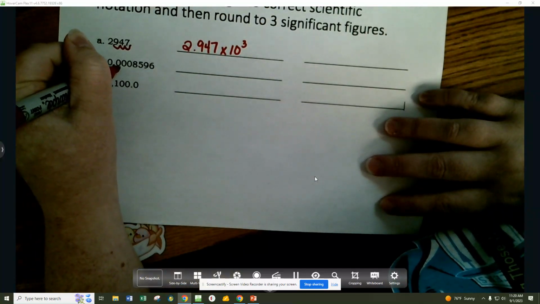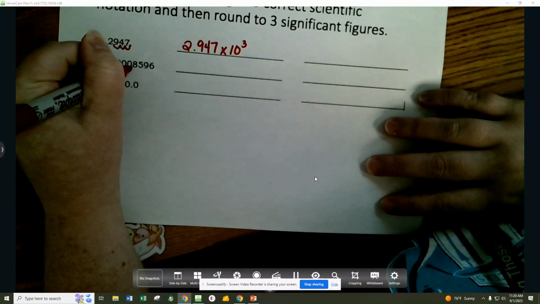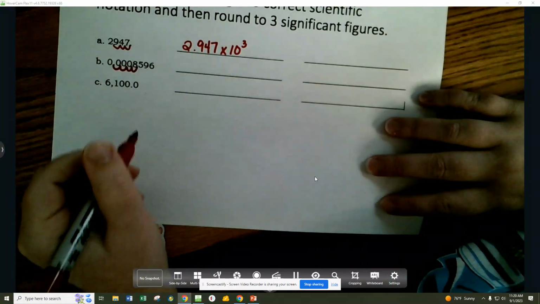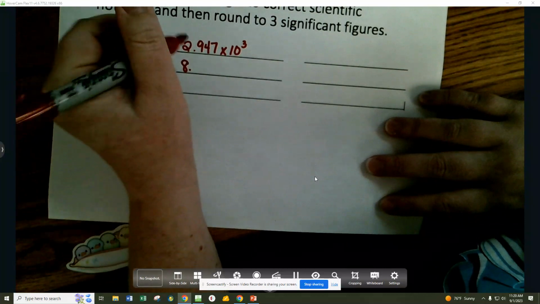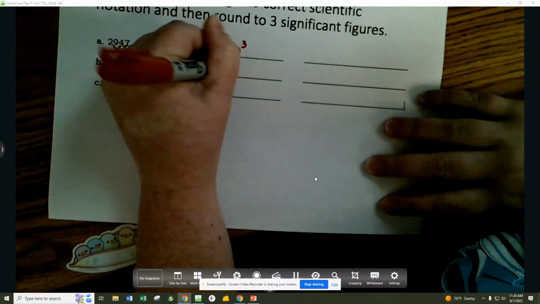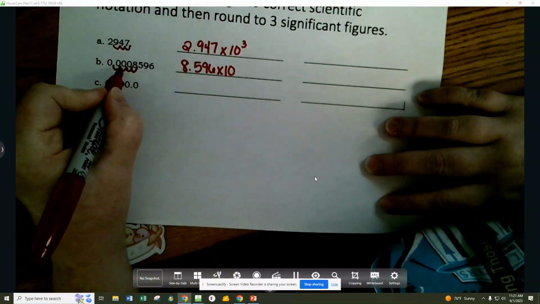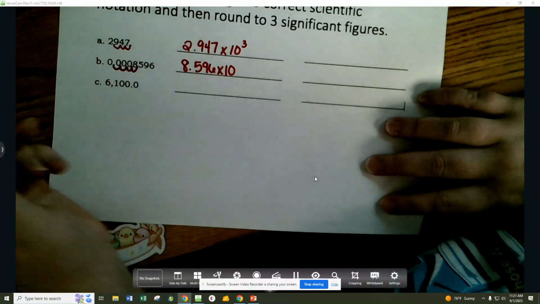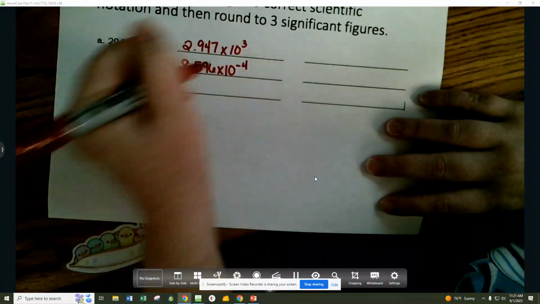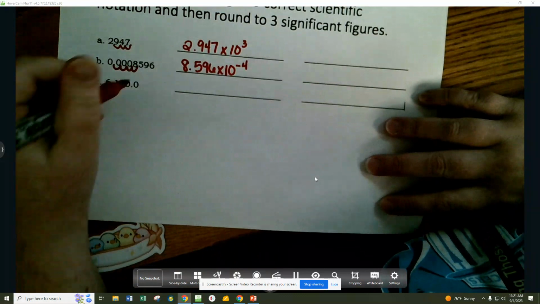I'm going to keep with scientific notation. So in B, I'm moving my decimal to the right. Those leading zeros can go away. I get 8.596 times 10, and I moved it 1, 2, 3, 4 to the right, and it's negative because it's less than 1.